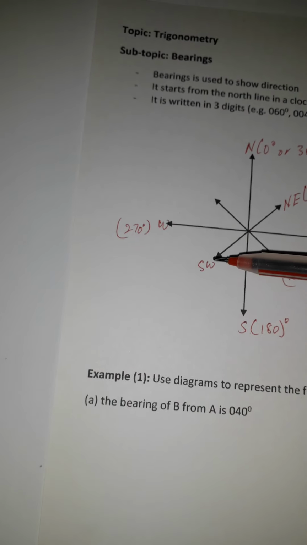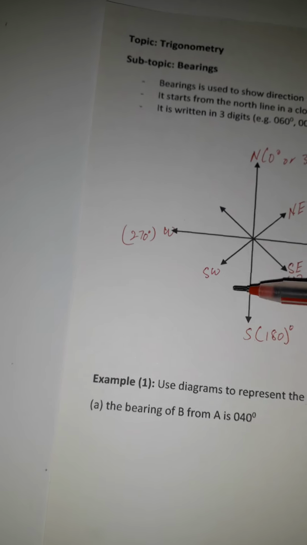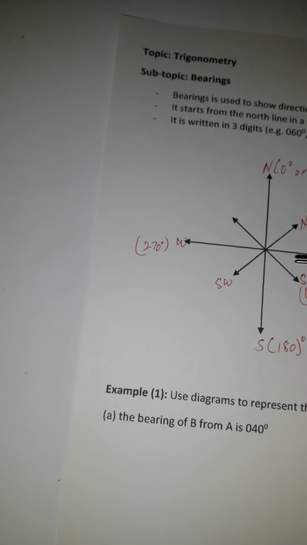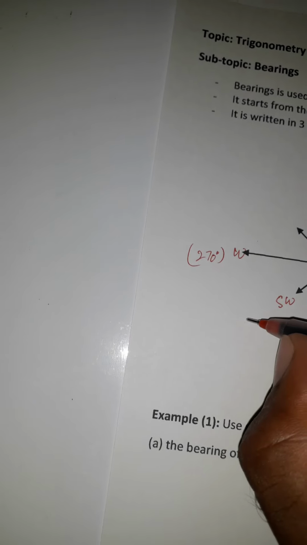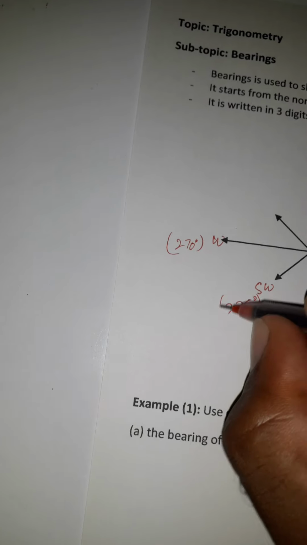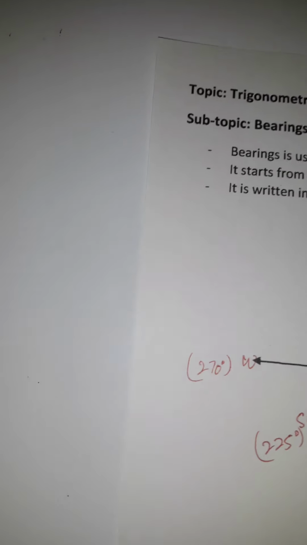So what I'll do, I'll add another 45 to 180. So 180 plus 45 will give us 225. Southwest will be 225 degrees. Good. So here we'll get northwest.